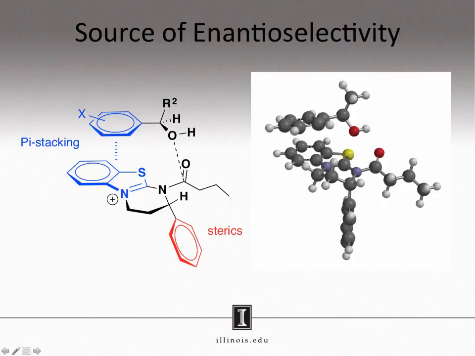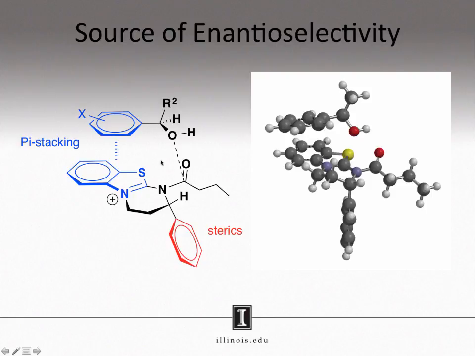The source of the enantioselectivity of this reaction has two components. The first has to do with the stereochemistry of the catalyst. Here on this slide, I am showing two visual representations of our alcohol reacting with our activated intermediate. On the left, I have a two-dimensional drawing of this reaction, and on the right, I have a three-dimensional drawing generated using a program called Spartan. In both images, my alcohol is at the top, and the activated intermediate is at the bottom.